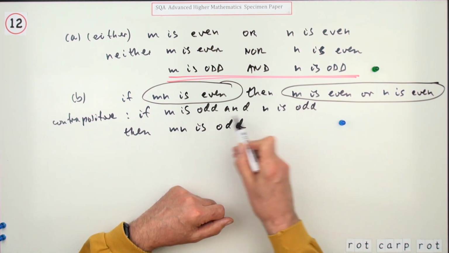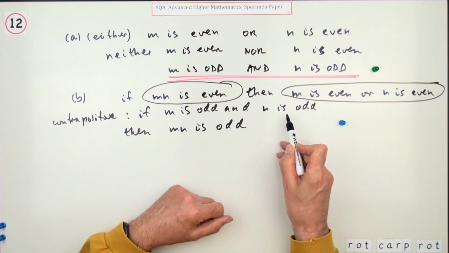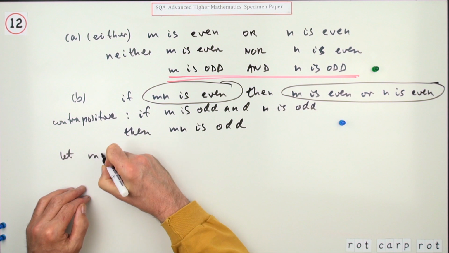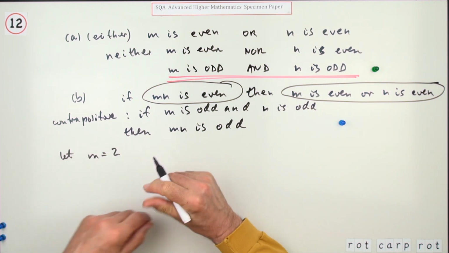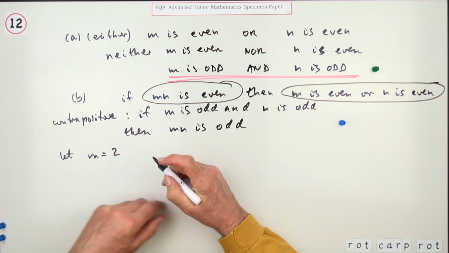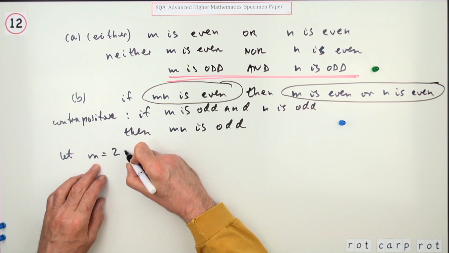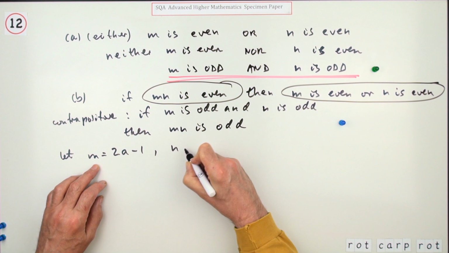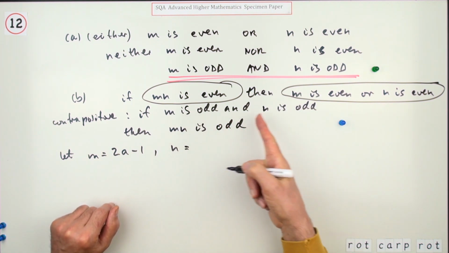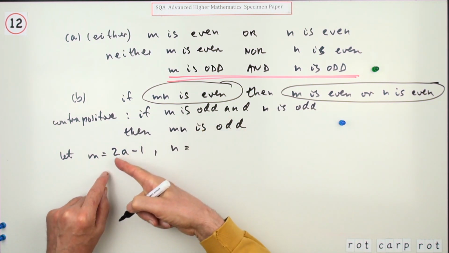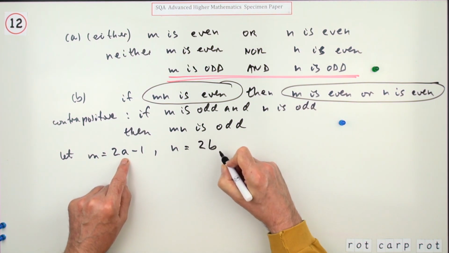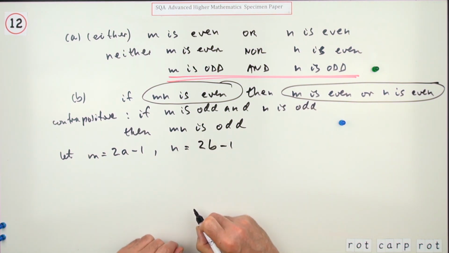So what's this? How do we express this? If M is odd and N is odd, that means they're both odd numbers. So we'll do this. We'll let M be an odd number, so pick some letters. P, Q, A, B, I'll use A, B I think. So M would be 2A, whichever you want, minus 1. N has to be a different one. I don't want it to be a consecutive odd to this and say 2A plus 1. So I'll choose an entirely different letter, 2B minus 1.